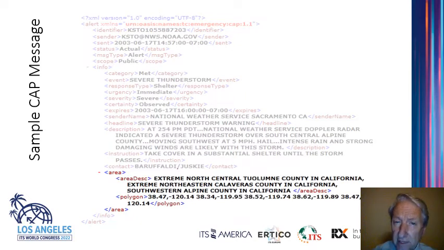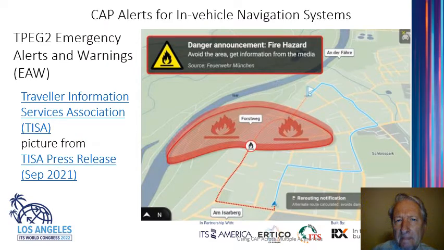Notice the alerting area. For human readers, the area is described in text, but for automated processing, the area is also given as data, the latitude-longitude boundary of a polygon. That XML encoding is essential for sending CAP alerts to in-vehicle navigation systems. Such an alert then enables drivers to avoid danger areas or take other actions as appropriate.